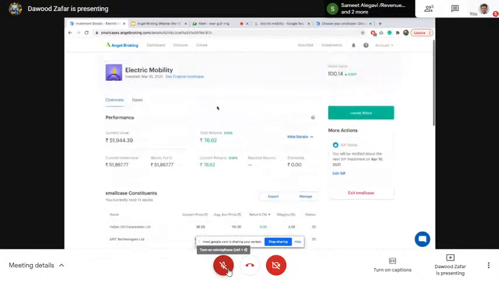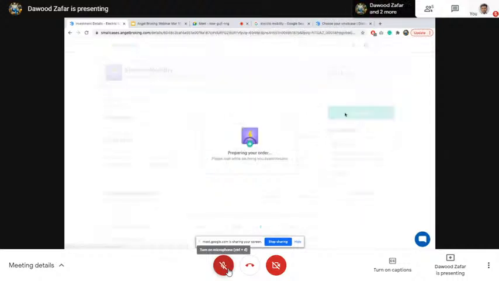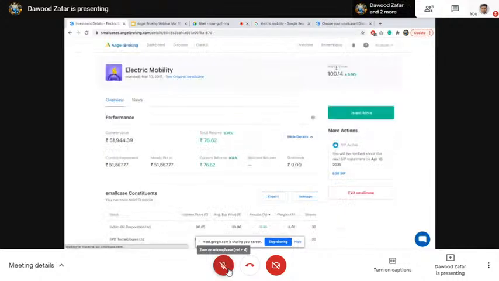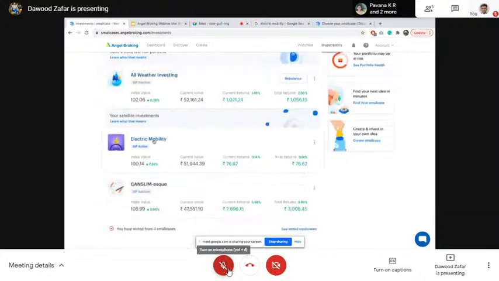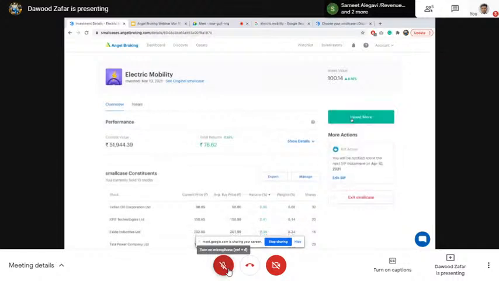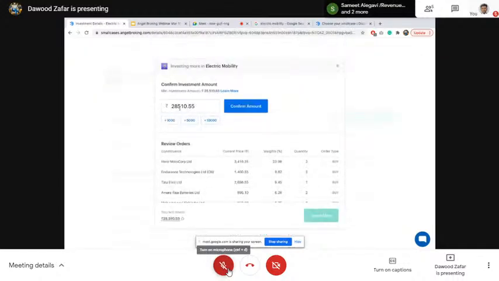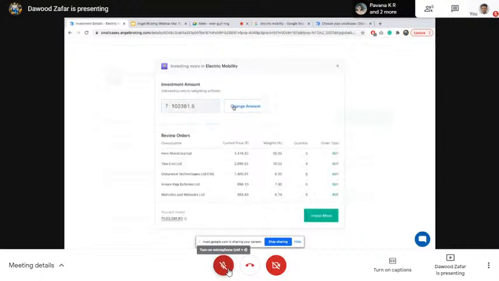Now let's assume after 1 month, you started believing in this idea more and more and you want to invest more. You can always come back. Go to investments, and you will be able to see this small case which you have invested in. Click on invest more. Now it's showing you can start with 28,000 rupees, but because I believe in this, let me invest 1 lakh rupees. I'm investing more in this small case.